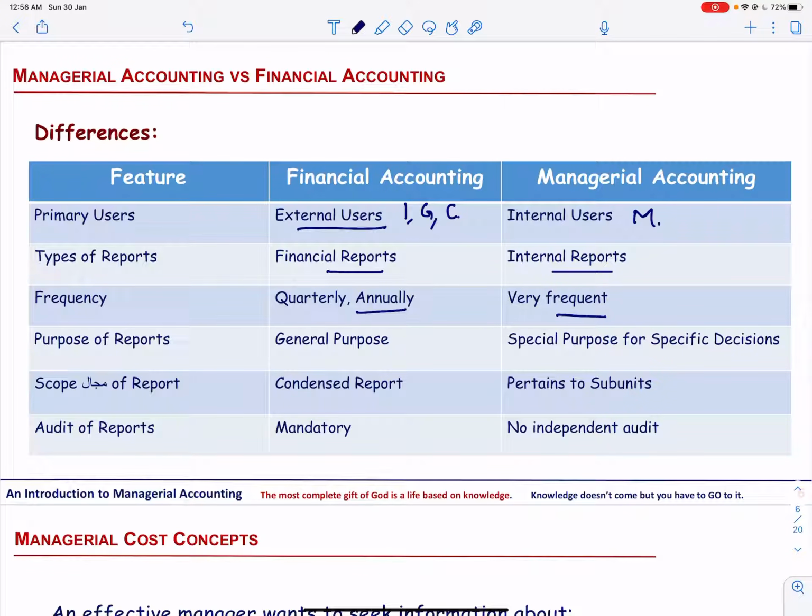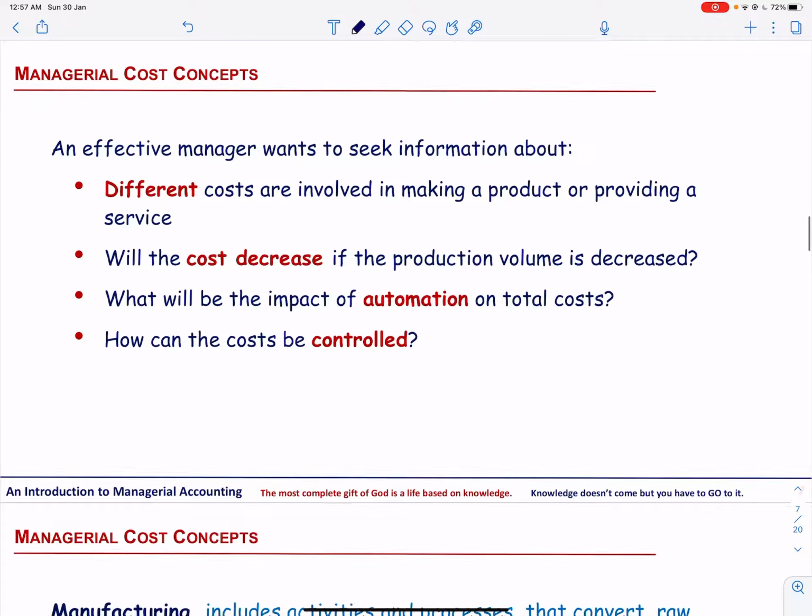Financial accounting report is a condensed report providing aggregate revenues and cost, while managerial accounting report pertains to subunits. Financial accounting reports must be audited by an independent auditor, while the managerial accounting report need not be audited by an independent auditor. Let us start with the managerial cost concept.